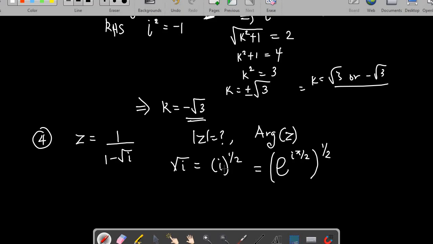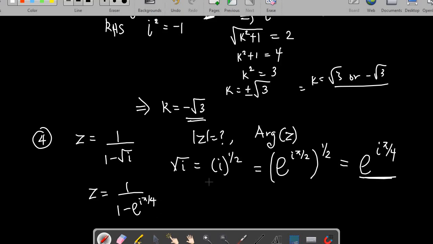Hope you've not forgotten, we said Euler's form is e raised to power i theta. So theta here is pi over 2, because it does not have a real part, it just has a positive imaginary part. So from De Moivre's theorem, this will be e raised to power i pi over 4. So root i is the same thing as this. So I reformulate my z to be 1 over 1 minus e raised to power i pi over 4, right?